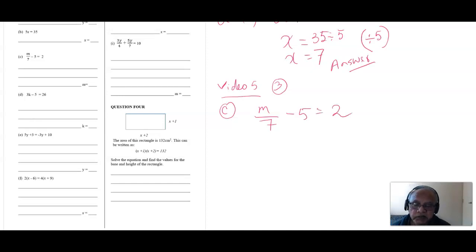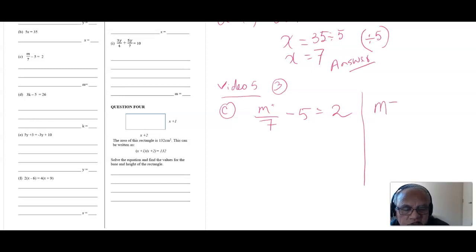Okay, so I'm thinking of a number m. If I divide it by 7 and then I subtract minus 5, that will give you 2. That's the story about. So I'll show you the backtracking in case you need it.